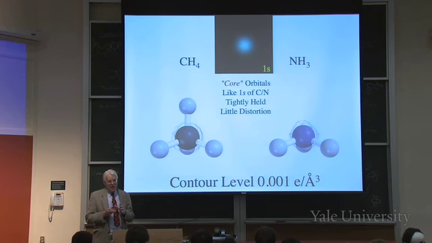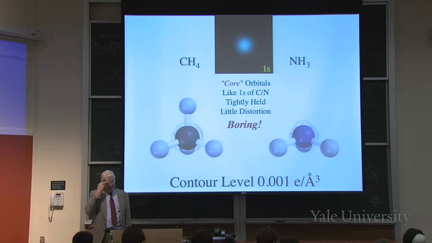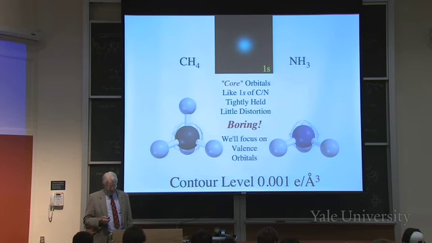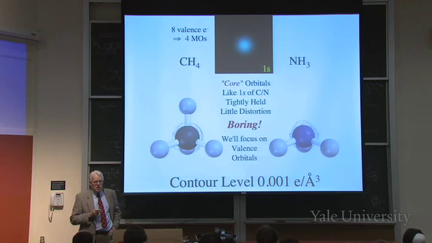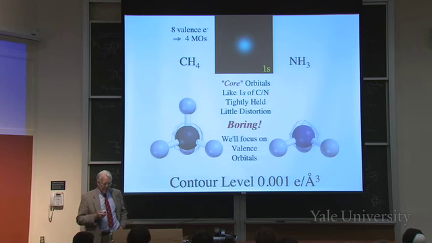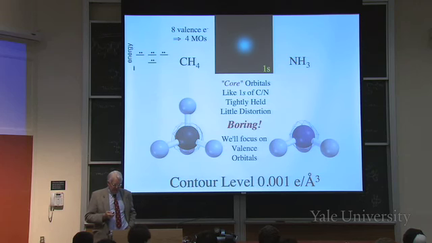They're tightly held. They aren't distorted very much because the nuclei have split apart, right? And they're boring. So forget them. We won't talk about them anymore. We'll focus on the valence orbitals where the bonding action will occur. Now, there are 8 valence electrons. That means 2 to an orbital. So there'll be 4 molecular orbitals that have electrons in them in methane.